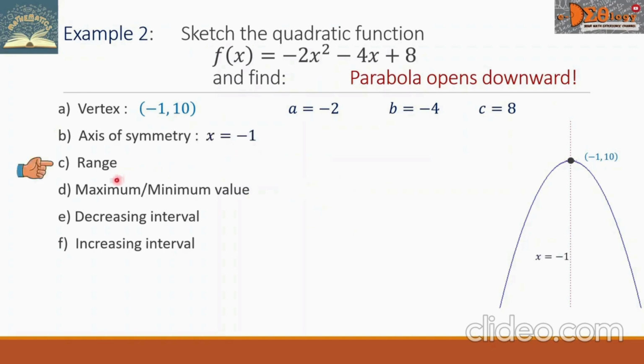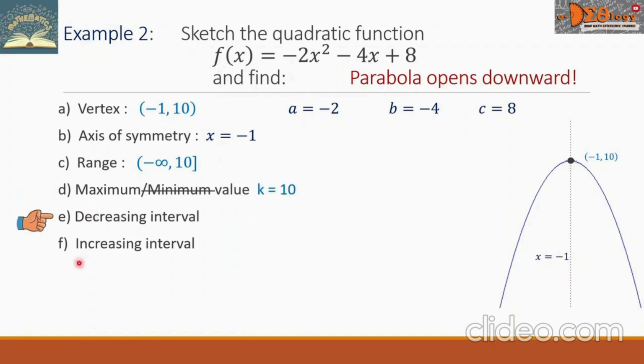Then we go to letter C, the range. Range is the possible values for the y of the graph. Since the graph is going down, the highest value for y is this 10. So the range is from negative infinity up to 10. Then letter D, maximum or minimum value. Since the graph is going down, there is no minimum value because this is continuous. We have now maximum value. This is the highest value for the y, and that will be k equals 10.